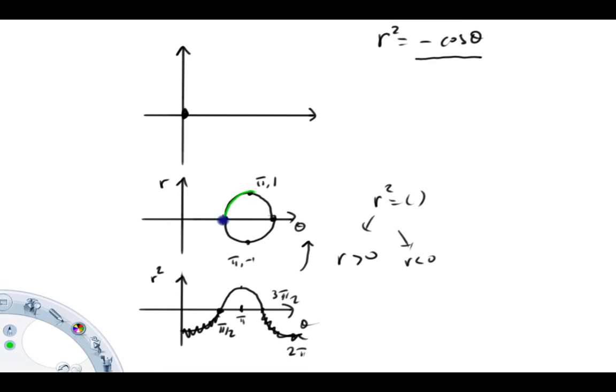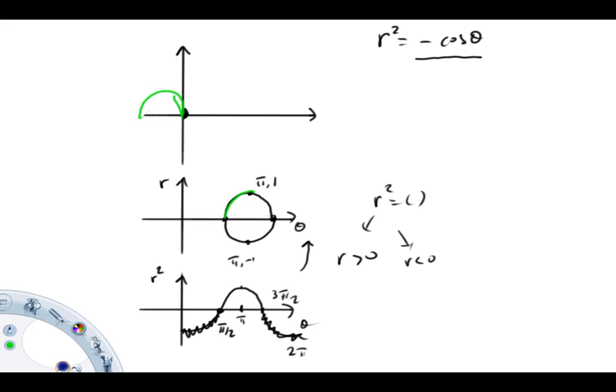So if we're starting at pi over 2 and we're going to pi, over here that's in quadrant 2. Pi over 2 to pi would be that angle, change in angle right there. The radius is going from 0 to 1. So this is going to do something like this. See how the radius, again, starts at 0 and is increasing, going to 1.